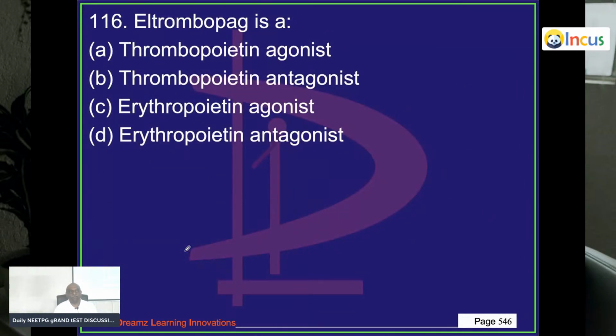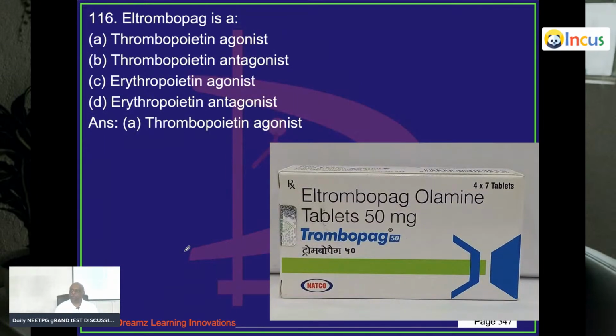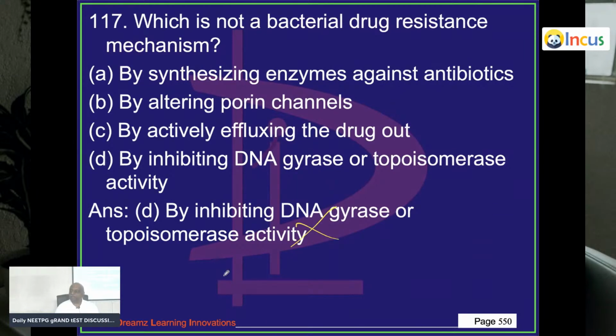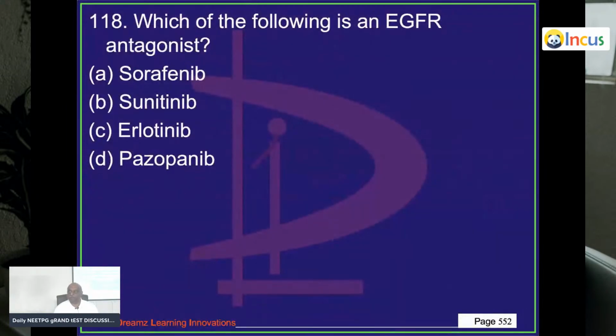Thrombopoietin agonist. Actual drug resistance is not because of DNA gyrase inhibition. That is the mechanism of action of fluoroquinolones.